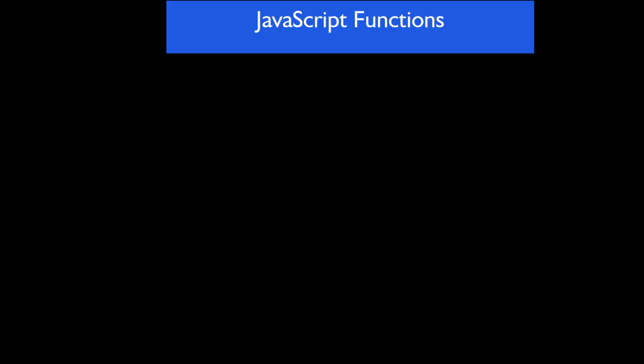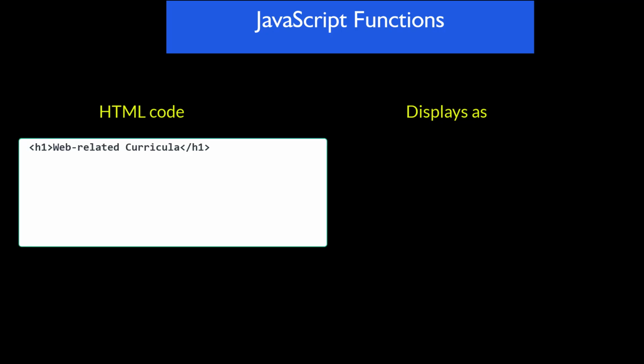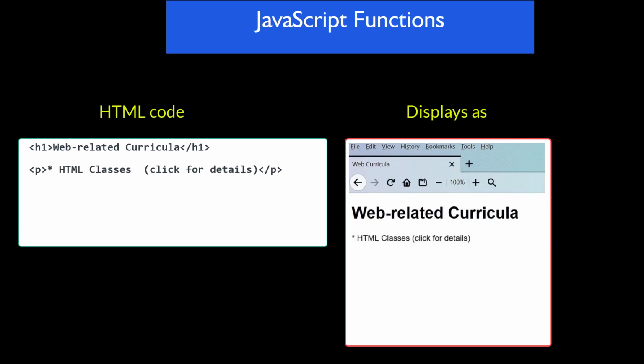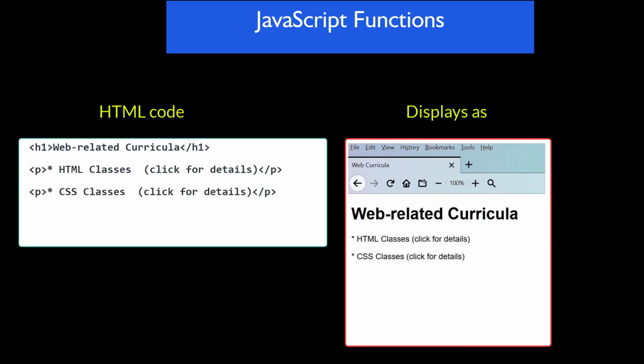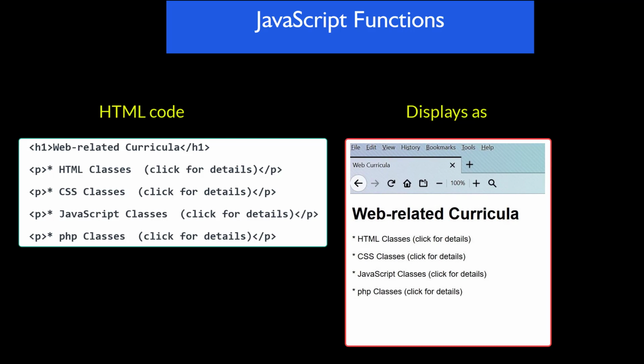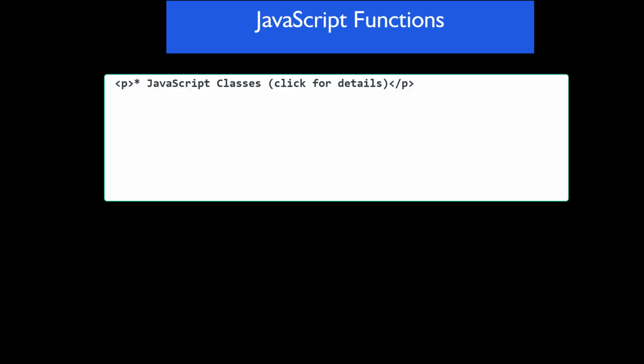So we'll start our page with an H1 tag to label the page, then follow with a set of paragraphs which will serve as headers for each of the lists. So H1, web-related curricula, then HTML classes, CSS classes, JavaScript classes, PHP classes. Now we'll just focus on the JavaScript curriculum. Once we have that, the rest will be similar, so easy.